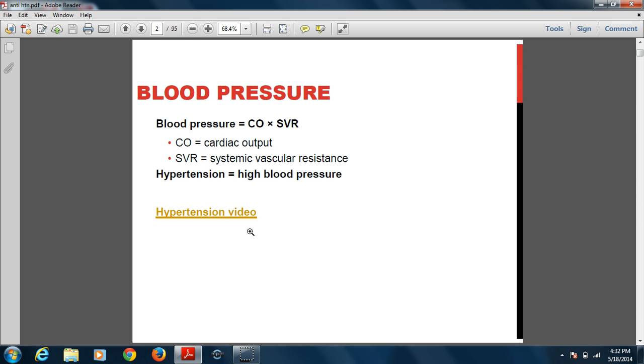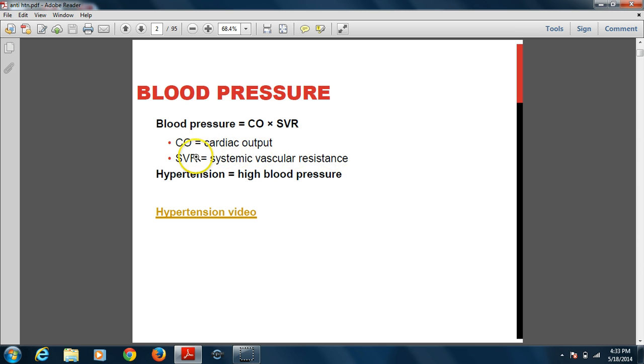So here we go. The first thing that we need to understand about antihypertensive drugs is to understand about blood pressure and what makes up blood pressure. So blood pressure, if we think about it in a formula, is really cardiac output times systemic vascular resistance. So if we think about cardiac output, we're thinking about how much blood is ejected from the heart. If we think about systemic vascular resistance, that's talking about the blood vessels, and it's really talking about how dilated or open a blood vessel is, or how constricted or closed a vessel is.